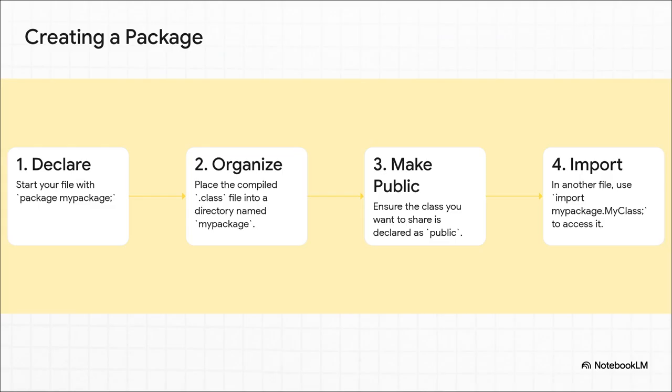First, you declare the package at the very top of your Java file. It has to be the first line. Second, you have to put the compiled class file into a matching directory structure. Third, the class itself has to be declared public, otherwise it's invisible outside the package.